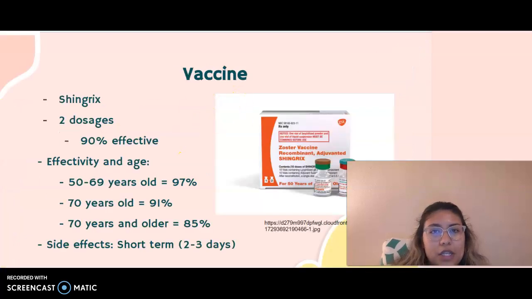The vaccine is Shingrix. It's in 2 doses, and it's a recombinant zoster vaccination for individuals 50 and older. It has a 90% effective rate. The effectiveness does decrease as you get older. 50 to 69 years of age, you have a 97% effective rate. 70 years of age, 91%. 70 years and older, you have an 85% effective rate.